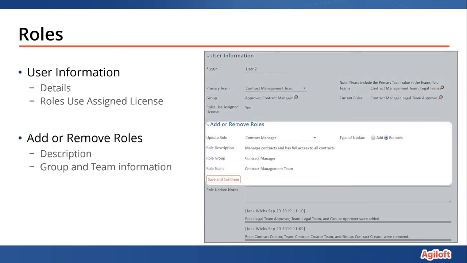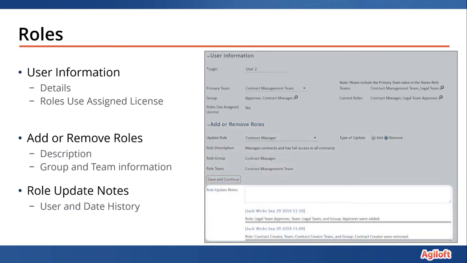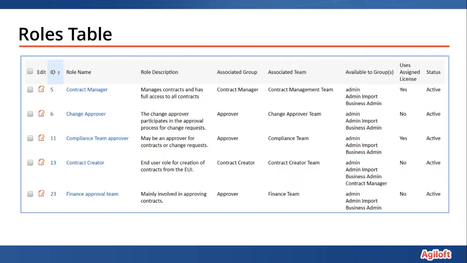Under Add or Remove Roles, we can do just that. We can add a new role to this user's record, which will assign both the group and team associated with the added role to the user's record. Or we can remove an existing role, which will remove the corresponding groups and teams. Finally, at the bottom, we can see a history of when roles were added or removed and who performed the action.